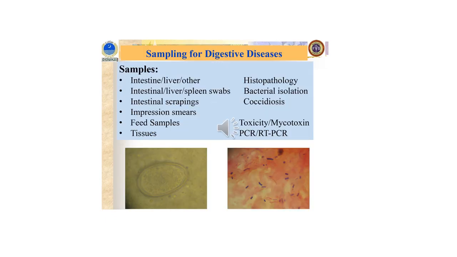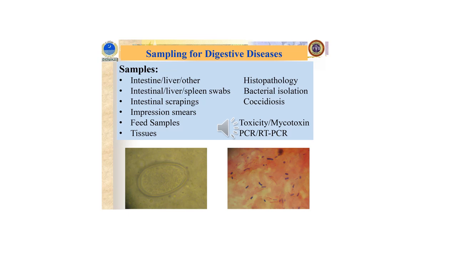Now, after this tentative diagnosis, for confirmation, what type of sample will we submit in digestive tract diseases? We will submit the intestine, liver, or other organs for histopathology. Intestine, liver, spleen, and swabs may be submitted for bacterial isolation. Intestinal scrapings for coccidiosis for slide preparation, and impression smears, like we can use impression smear in spirochetosis.